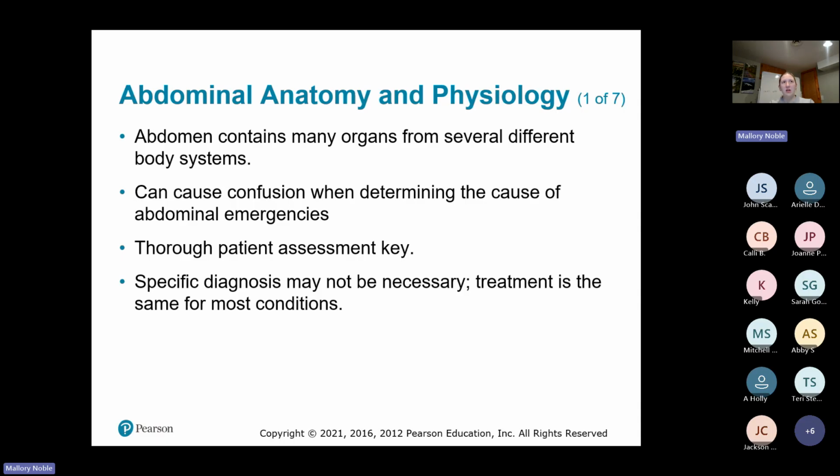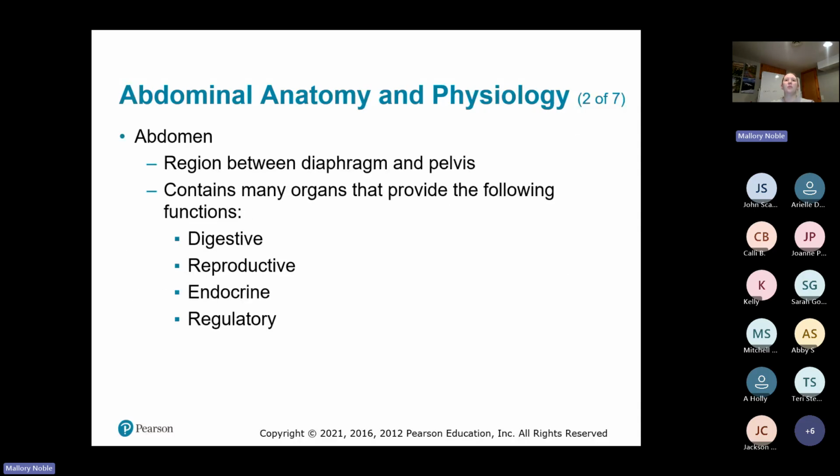The plus side of all of that is that it doesn't necessarily matter if we have a specific diagnosis between one organ and the next organ. Most of the treatments across the abdominal problems, as far as EMS is concerned, are very, very similar. Okay, so that's kind of the silver lining to all the difficulty surrounding abdominal related problems.